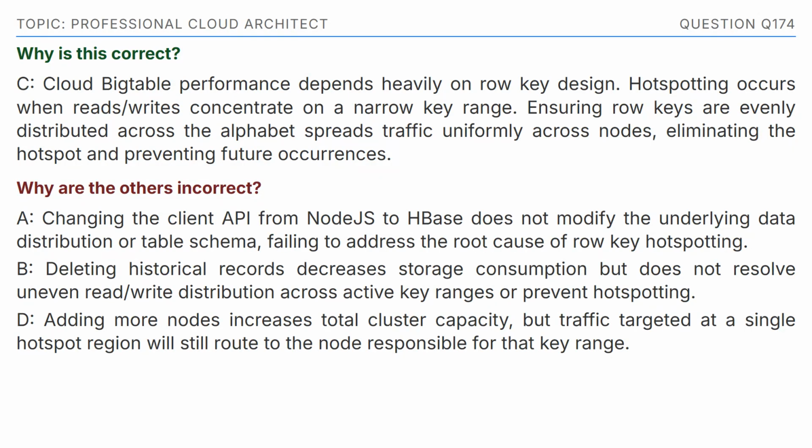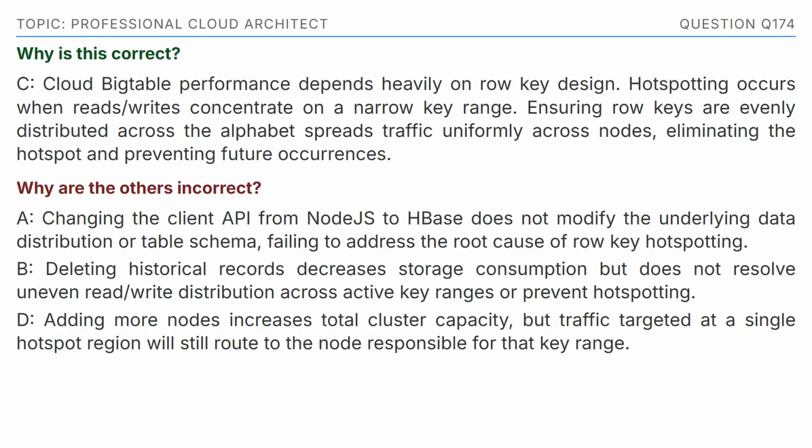C. Cloud Bigtable performance depends heavily on row key design. Hotspotting occurs when reads and writes concentrate on a narrow key range. Ensuring row keys are evenly distributed across the alphabet spreads traffic uniformly across nodes, eliminating the hotspot and preventing future occurrences.